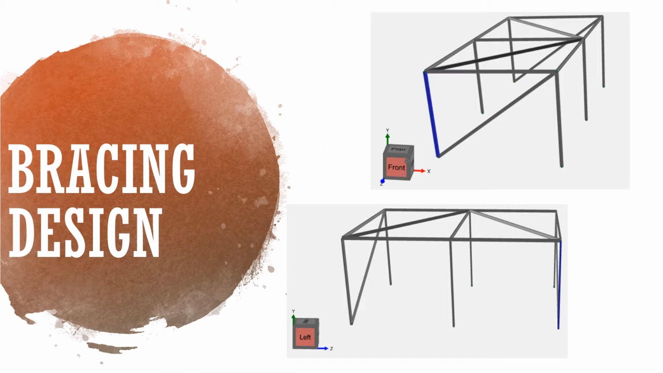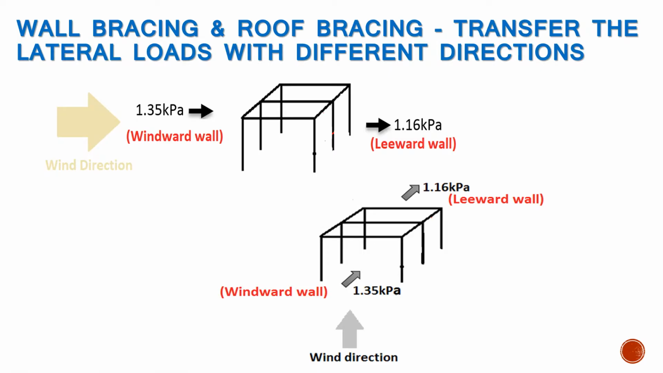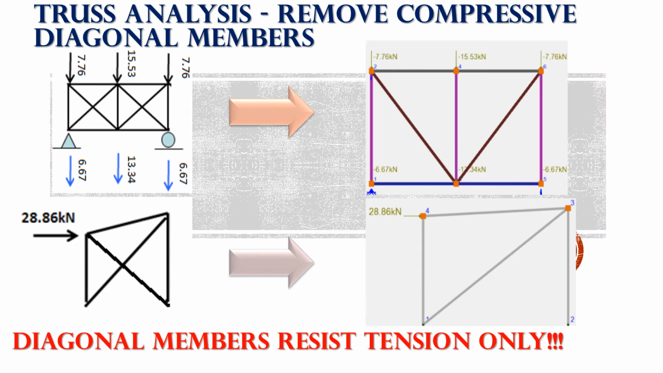Bracing design is to carry all lateral load from horizontal roof bracing to vertical bracing and then foundation. As bracings are used to transfer the lateral load in both directions, we should design the roof and wall bracing in each direction separately. As diagonal members are to resist tension only, we have to remove the compressive diagonal members based on the position of load applied.